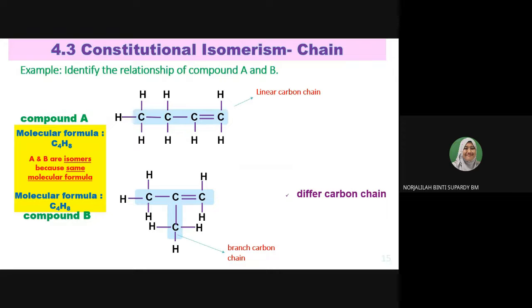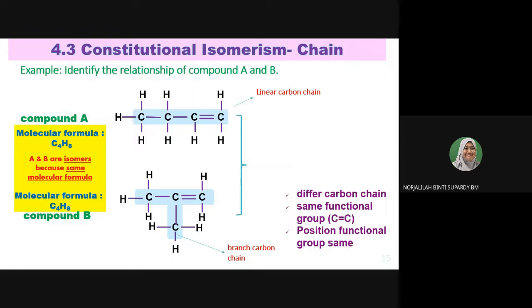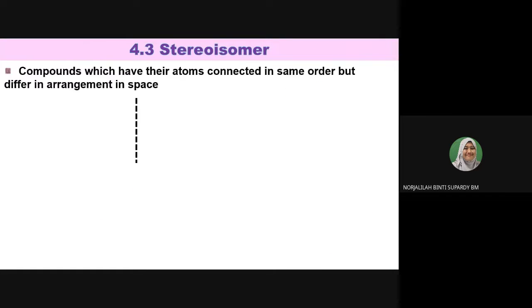So this shows that structure A and structure B have a different skeletal or carbon chain, but both have the same functional group. So it can be classified as the chain isomers. Okay, so next we move to stereoisomers.